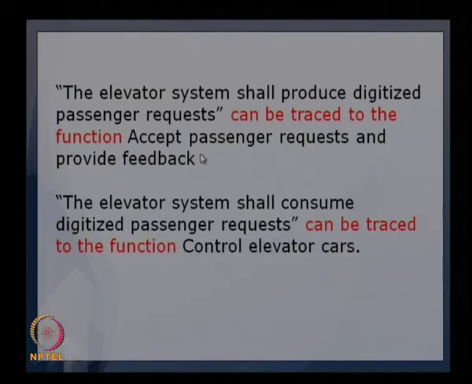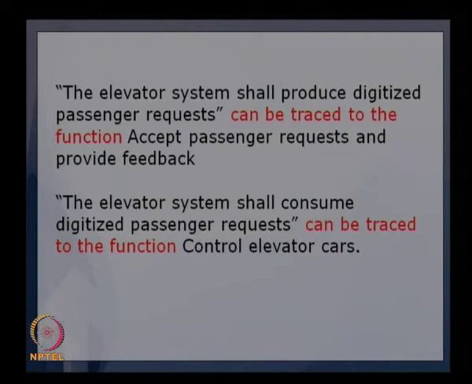So, not only the functions, what we need to do is to look at which function or which component is providing this function, then the requirement can be traced to that particular component also. Therefore, we can have a traceability of the input output requirement which is internal to the system, as well as we can trace these requirements to the corresponding functions and components.